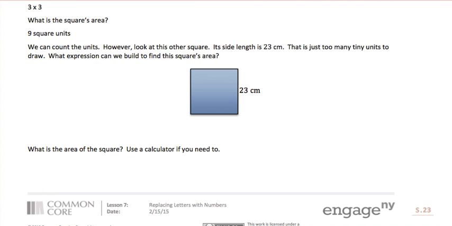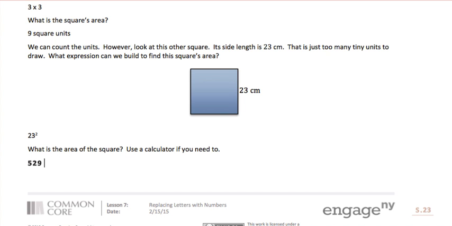Now we could count the units on this square that's up above, but in most squares we're not going to have all of the units marked out for us. So we look at this square. Its side length is 23 centimeters. That's too many tiny units to draw. So the expression that we should build to find this square's area would be 23 to the second power. We're multiplying 23 times 23 because that's how we find the area of a square. The area of this square, 23 to the second power, which is 23 times 23, is 529.